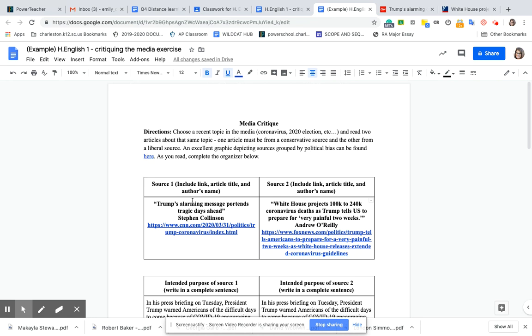So, source one, please put the link, article title, and author's name. Trump's alarming message portends tragic days ahead by Stephen Collinson. And then here's the link. Same thing with the Fox News one.